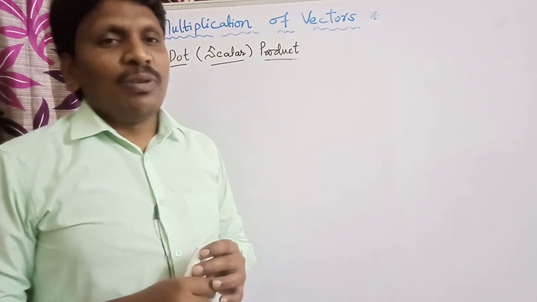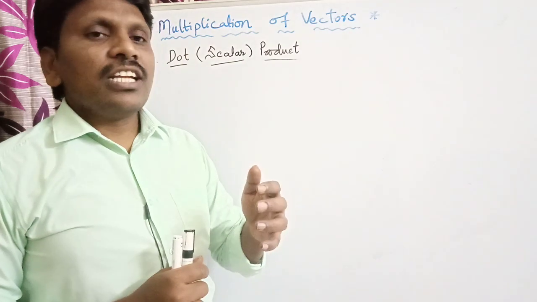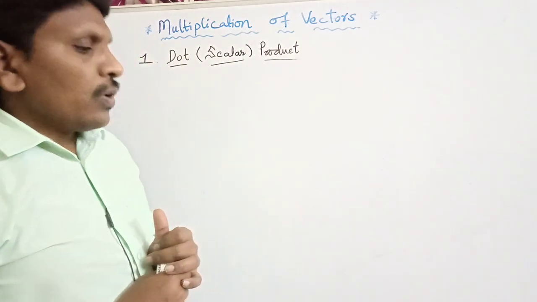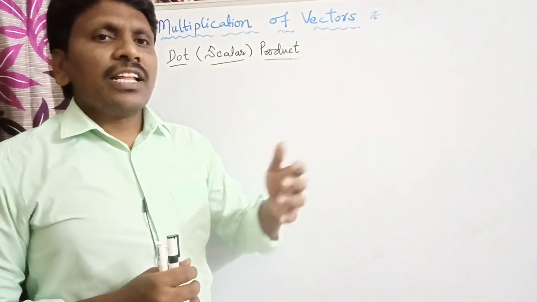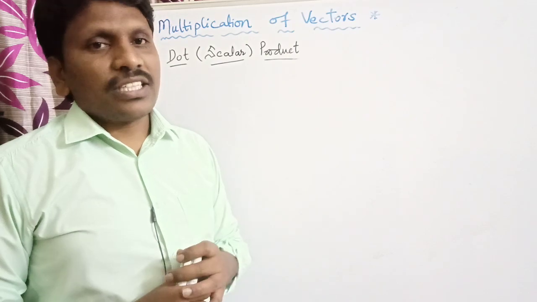Now I am going to explain multiplication of vectors. How a vector is multiplied by another vector, that we are going to see. When a vector is multiplied by another vector, it may give a scalar product or a vector product.